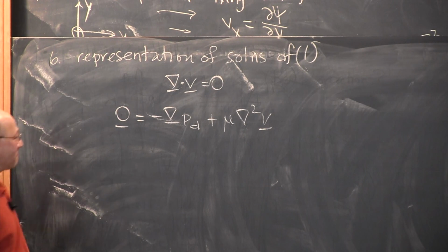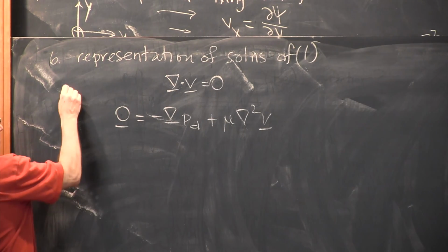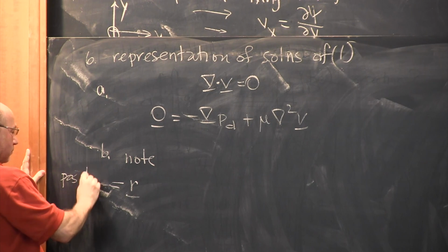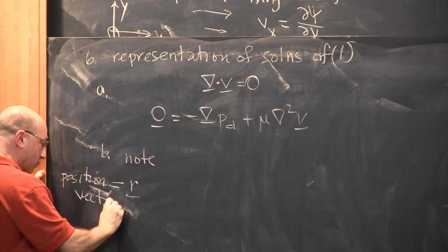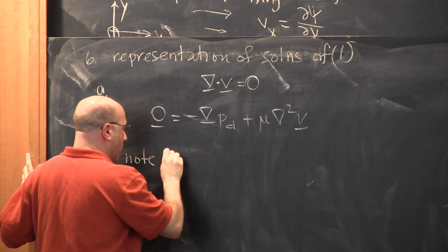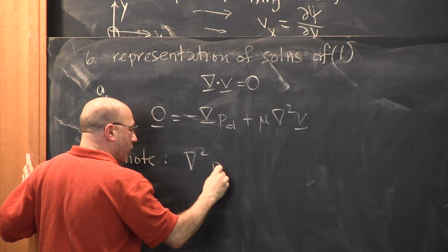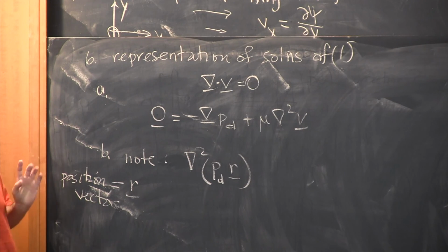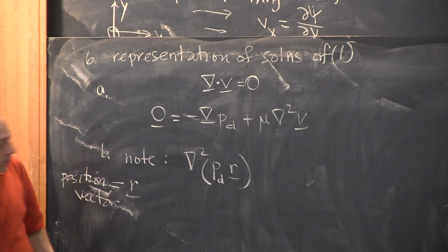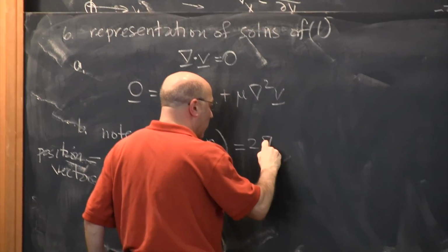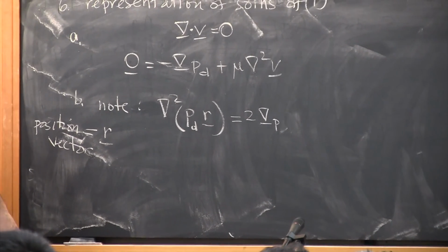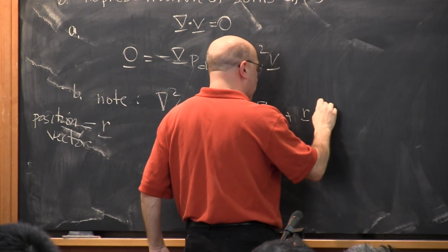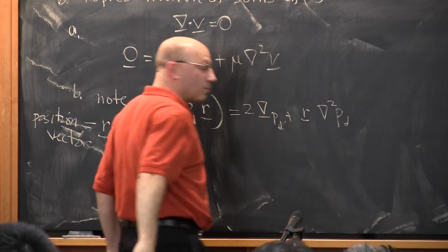So here's a remark. Note the following idea. If r is a position vector, note that the Laplacian of the pressure times the position vector, if you were to work this out using your knowledge of vector calculus, you'd get 2 times the gradient of pressure plus the position vector times the Laplacian of the pressure. Okay, that's just a fact.